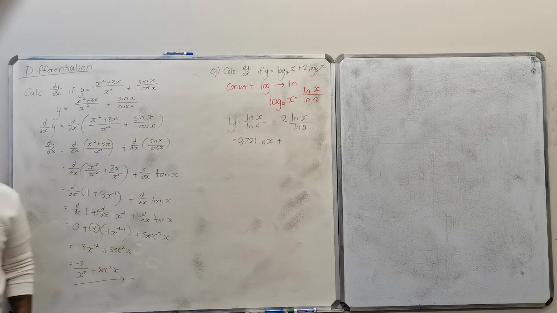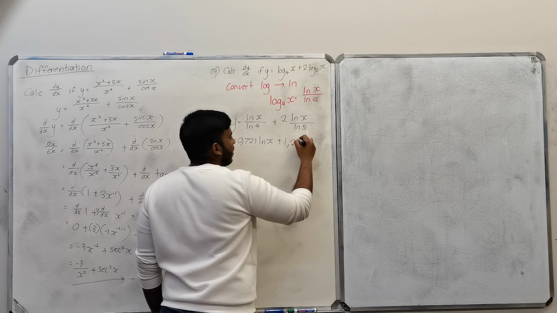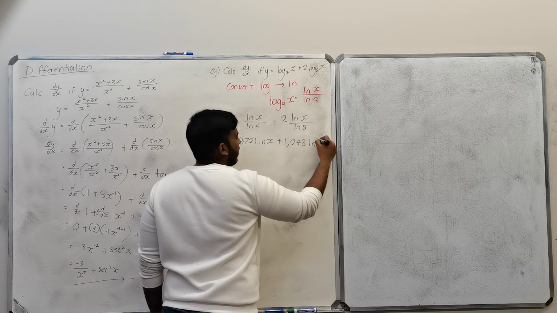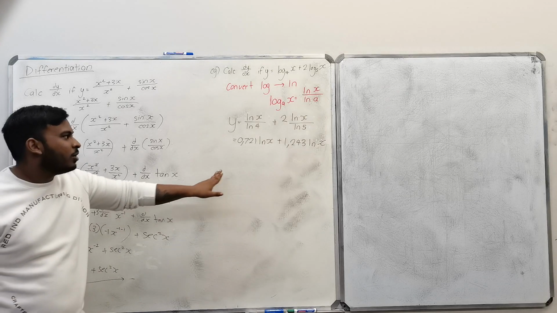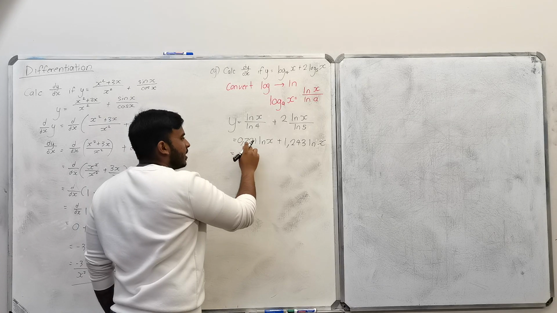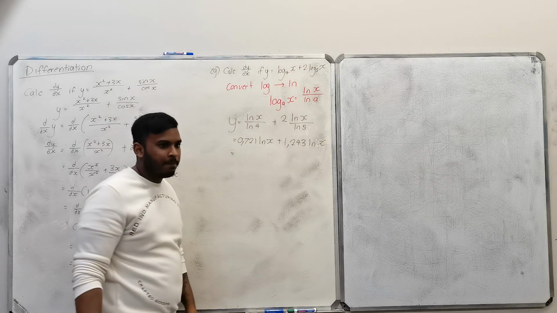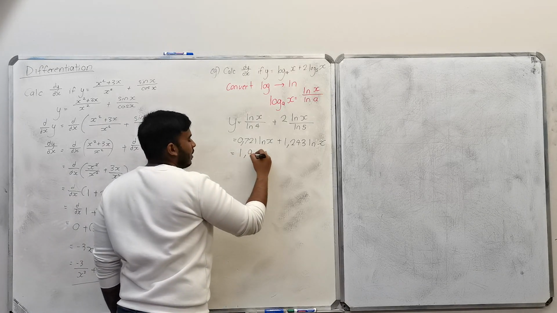Then 2 over ln of 5 is 1.243. It's 2 over, not 1 over. Now these are both the same term, so you can just add these values up. So this would be 0.721 plus 1.243, which is 1.964.